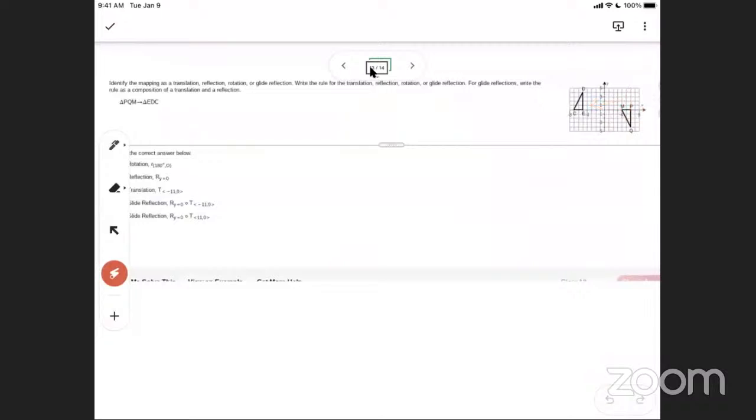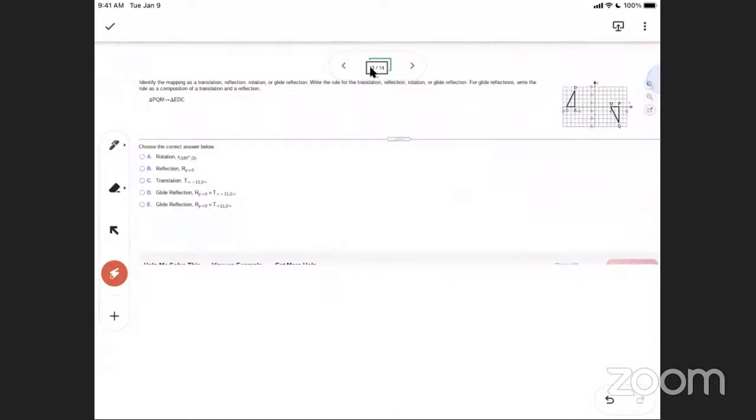All right. So the answer keys look a little bit different, but we did do it before. The answers are kind of mixed up a little bit. So it's a glide reflection, and then it's a shift to the left 11. So it would be D for that one. Okay. I have a couple more I can drop in.